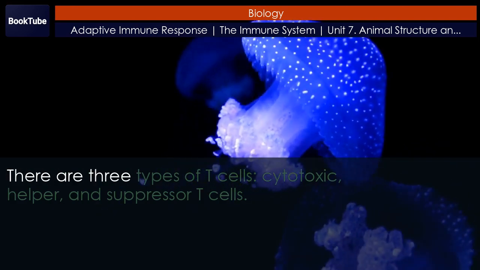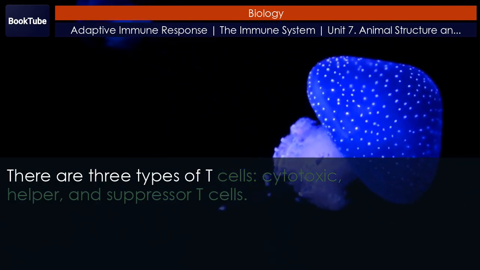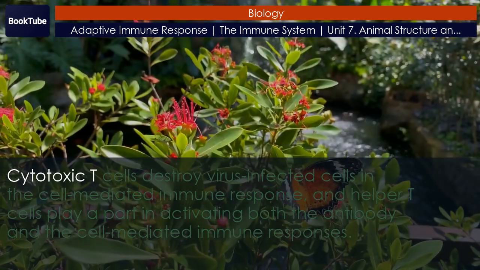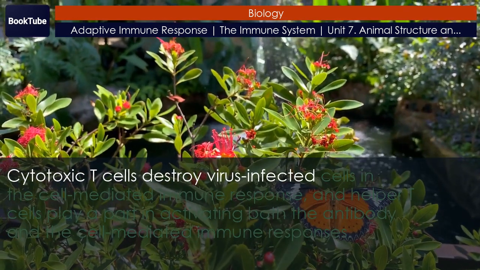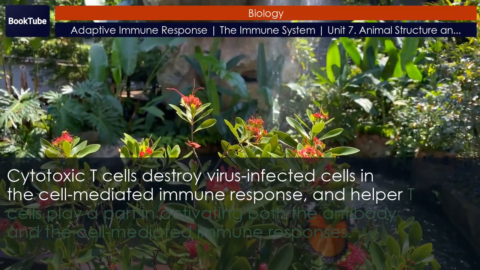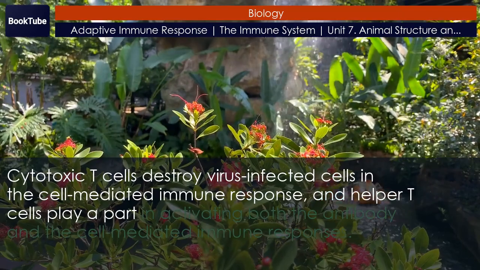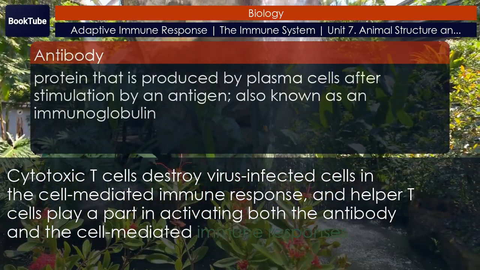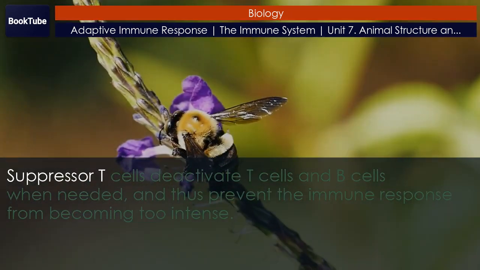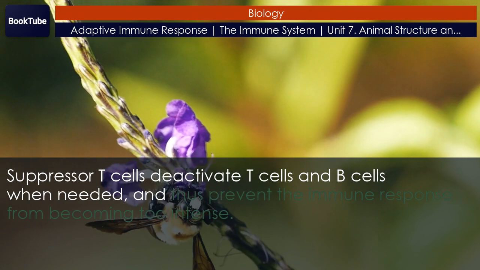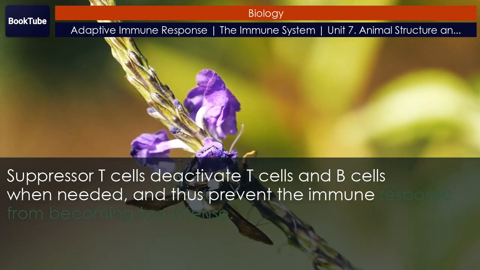There are three types of T cells: cytotoxic, helper, and suppressor T cells. Cytotoxic T cells destroy virus-infected cells in the cell-mediated immune response, and helper T cells play a part in activating both the antibody and the cell-mediated immune responses. Suppressor T cells deactivate T cells and B cells when needed, and thus prevent the immune response from becoming too intense.